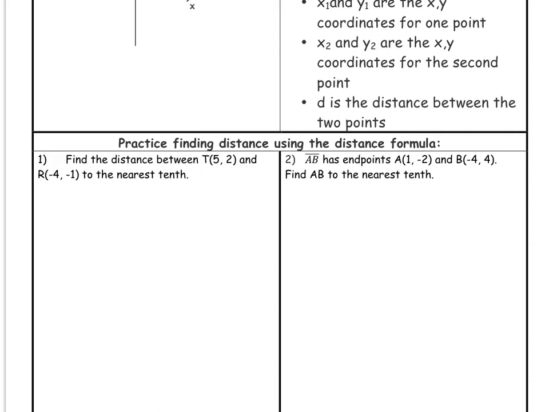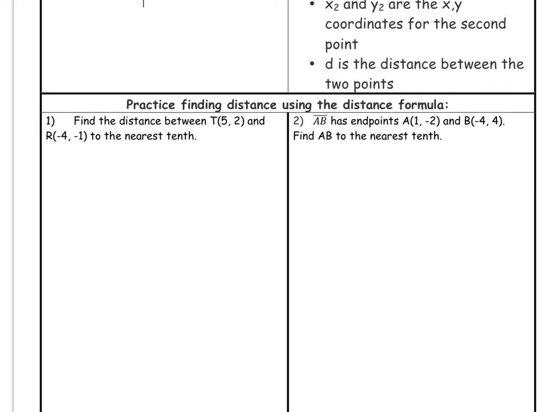So let's take a look at problem number 1. Find the distance between point T, which is 5, 2, and point R, negative 4, negative 1, and round your answer to the nearest tenth. So the first point is point T, and that's 5, 2, and we're going to use this for our first point. We're going to call this x1 and y1. And then point R is negative 4, negative 1. We're going to use that as our second point, so we'll call that x2, and we'll call this y2.